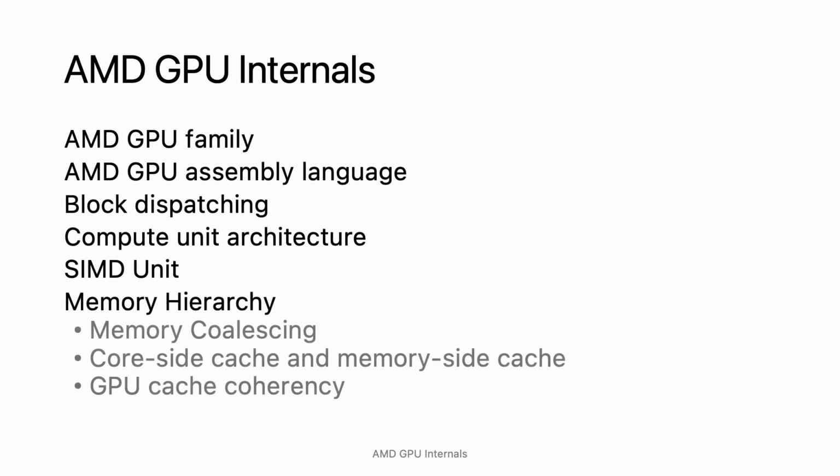We talked about what memory coalescing is, and how memory coalescing can impact performance. We talked about the core side caches and memory side caches and the GPU cache coherency issues. So far, you should have a good understanding of AMD GPU internals.